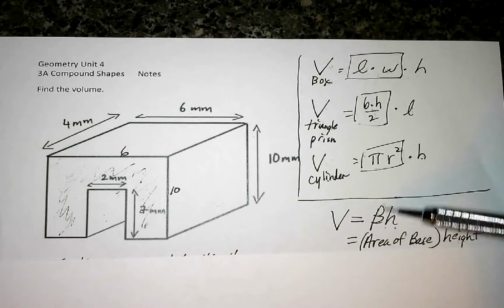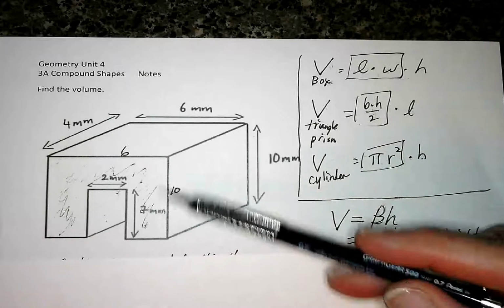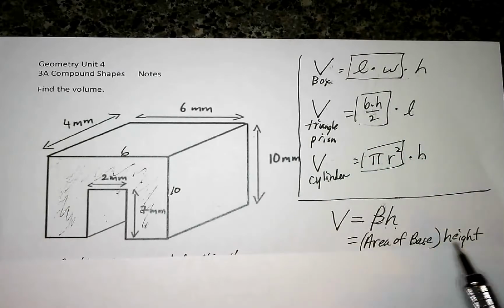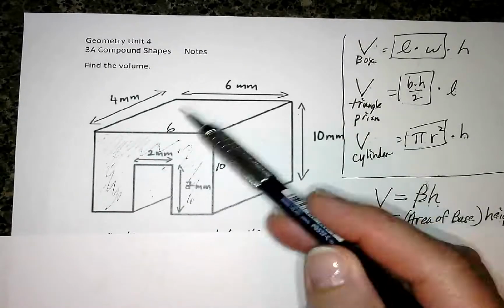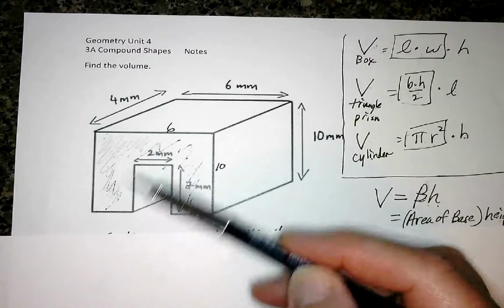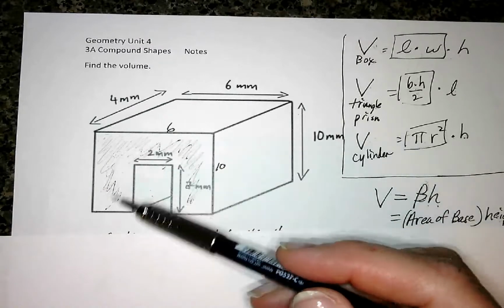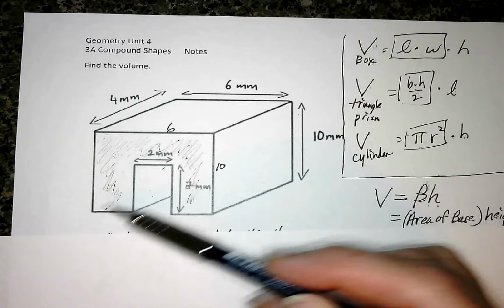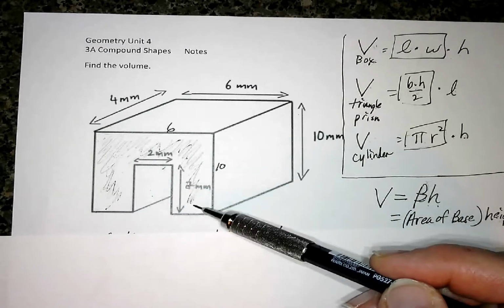Now the area of the base is signified by a capital B, and that base could be a cylinder, it could be a triangle, or it could be some compound shape like we have over here. The height, again, is how far it is between each of those shapes, or each of those ends. So when I look here, I want to find the volume of this shape. I'm going to look at the base here, which is this compound shape. To find the area of this, I'm going to find the area of the whole thing, and then subtract this little piece that I don't want. So this is what I need for my capital B.